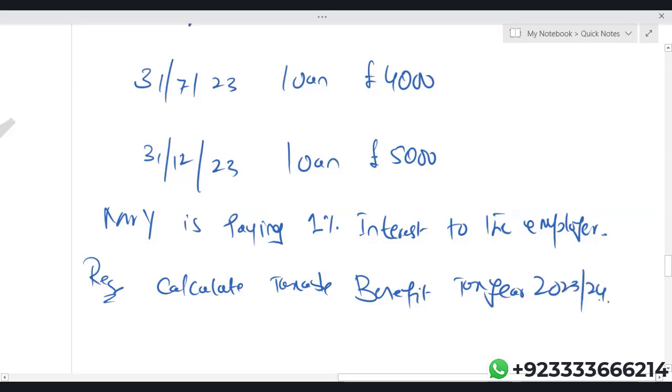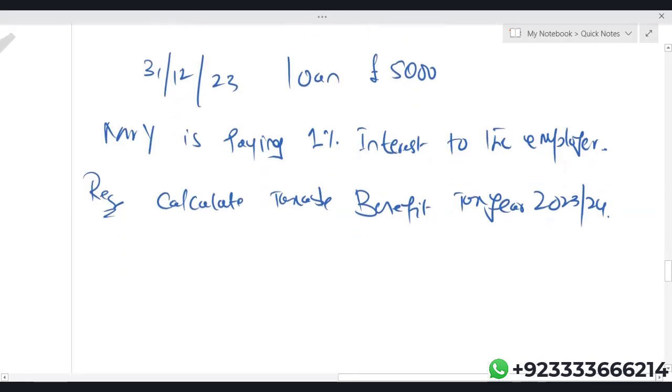Now, students, please, we have to calculate by using both the methods, average method and accurate method. And obviously, whichever results in a lower taxable benefit, that will be opted. But you have to solve the question by using both the methods. Let us first go for the accurate method. Another name for the accurate method is the precise method.